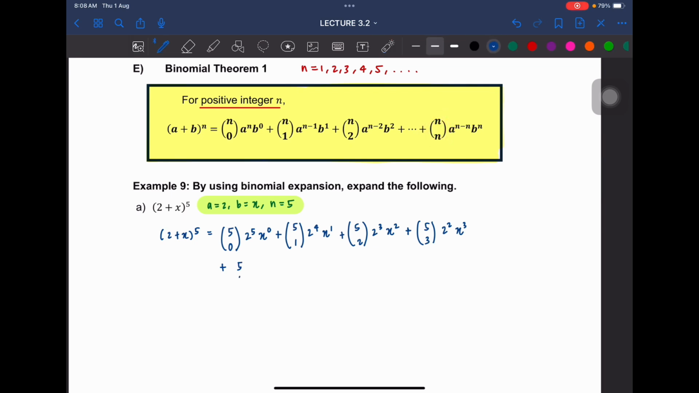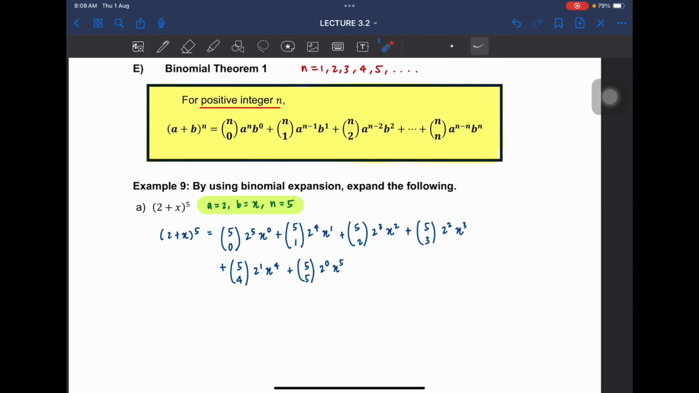Okay, so next one, 5 choose 4. So our a is 2, the power gonna decrease, and then our b, the power gonna increase. Okay, and then last one, 5 choose 5. So our a gonna become power 0, and then our b gonna become power n. So our b gonna become to the power of 5.